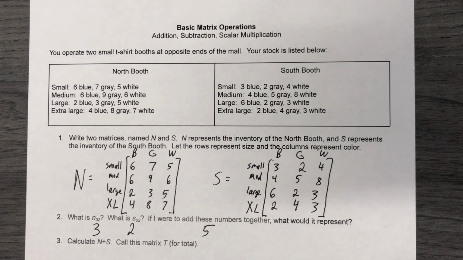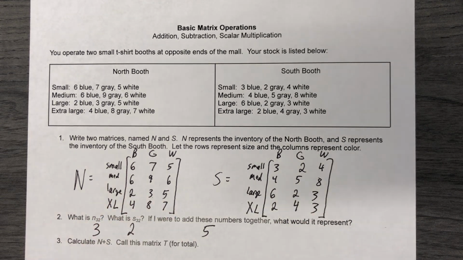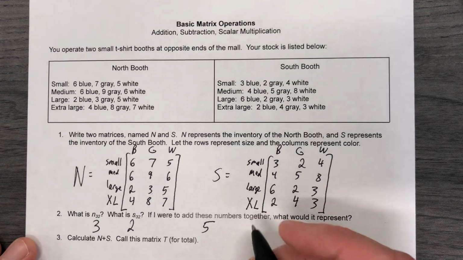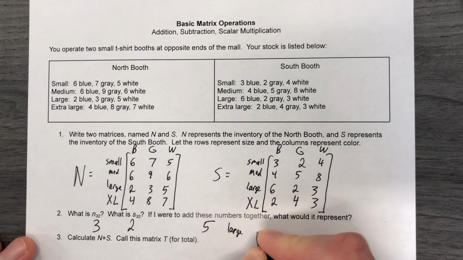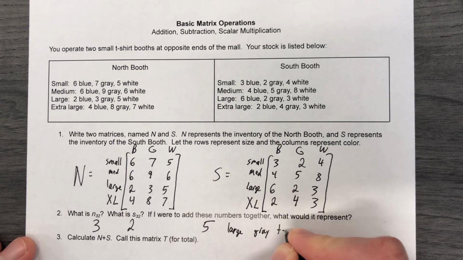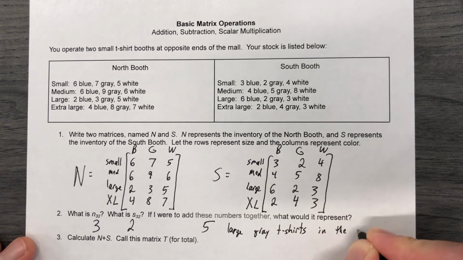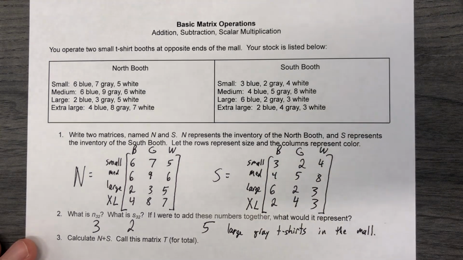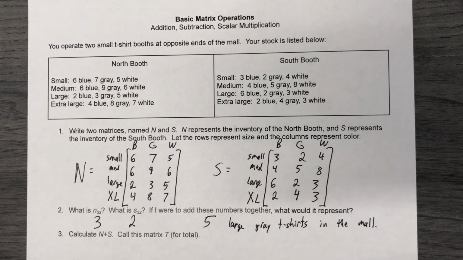And again, the big idea behind this one individual problem that is so ridiculously easy is this. Whenever I add matrices, I'm going to add the corresponding parts. Otherwise, things don't make sense. Let me finish writing and then I'll say that again. So we have 5 large gray t-shirts in the mall. Like in the mall, not just north, not just south. It's the total. So whenever we add matrices, we add the corresponding parts because it wouldn't make sense otherwise.